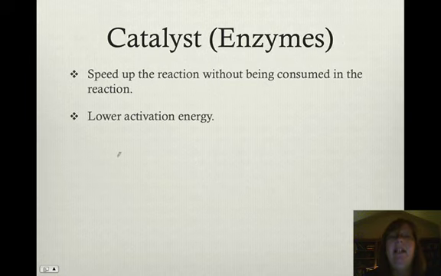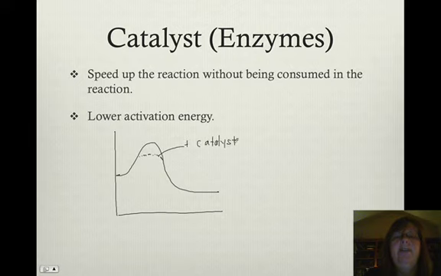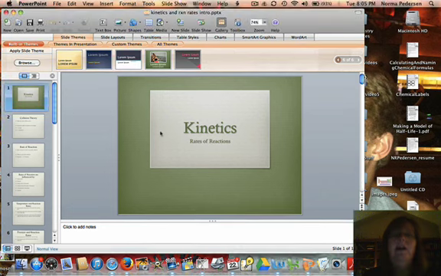Now, catalysts or enzymes are things that will speed up our reaction, and they're not used up in the reaction. You'll get them back at the end. We learned this before. This is an exothermic reaction here. What a catalyst does is it just lowers the hill. It's like just chopping off the hill. So now this would be plus a catalyst. Biologists call a catalyst an enzyme, but they speed up the reaction by lowering that activation energy.